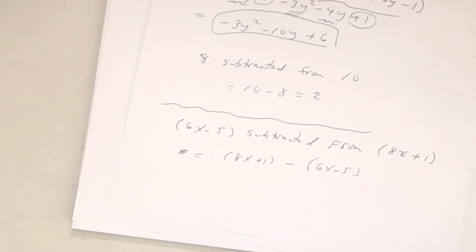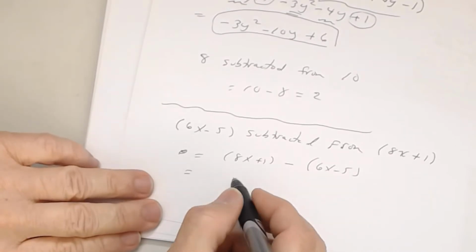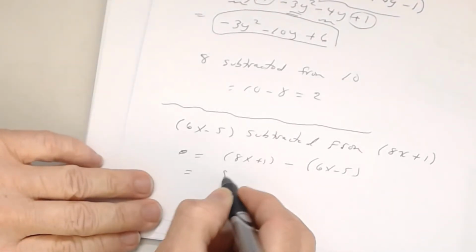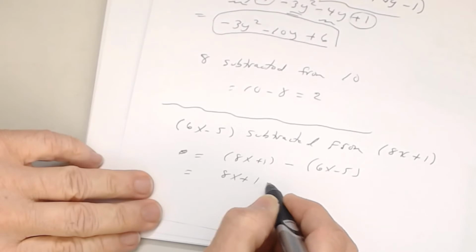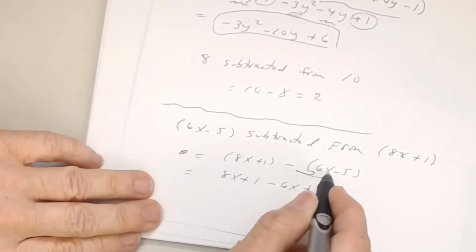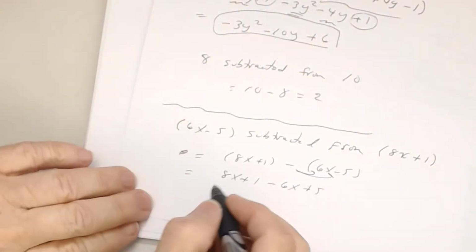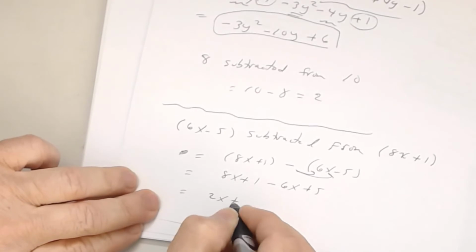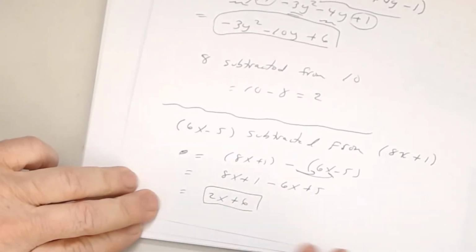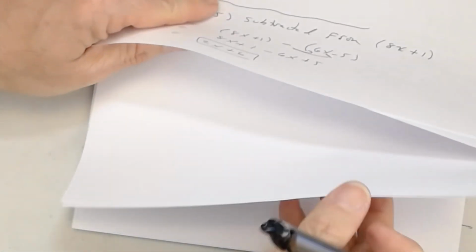And now you do what we just did. So change it, what kind of problem? Addition, right? So what would you write? 8x plus 1 minus 6x plus 5. All right, so it's kind of like just using distributive property or adding the opposite. Now what's the answer? 2x plus 6. Okay? All right, now let's look at another subtract from.